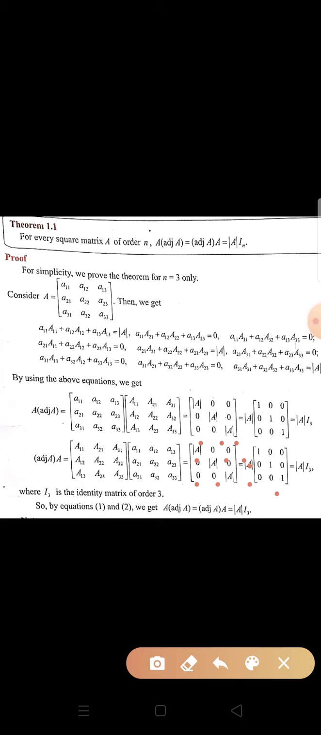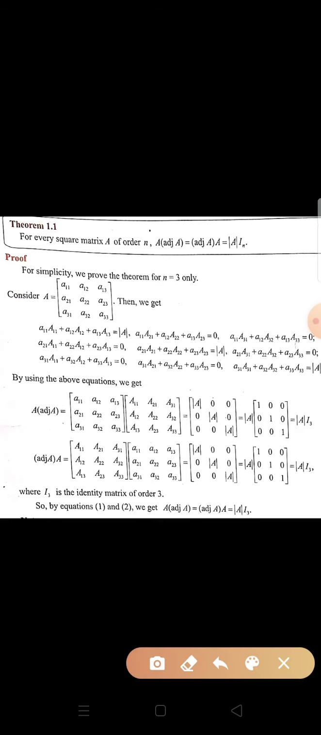The matrix is I3. So what are the two equations? The first equation is determinant A into I3. The second equation is also determinant A into I3. What is our statement? A into adjoint A equals adjoint A into A equals determinant A into In. We take the 3 cross 3 matrix I3, and we get the answer determinant A into I3. I3 is the identity matrix of order 3. So from equations 1 and 2, we finish our first theorem.